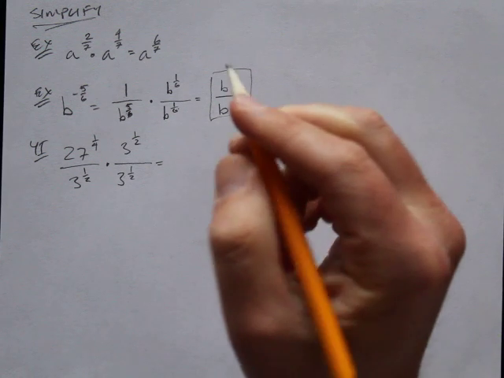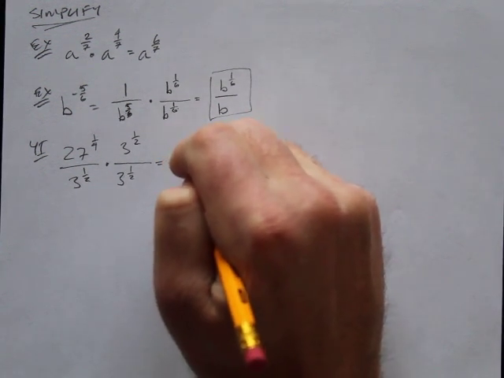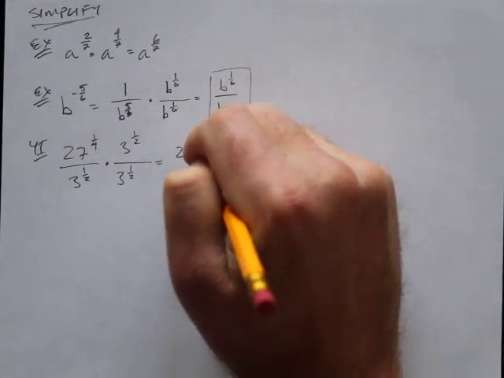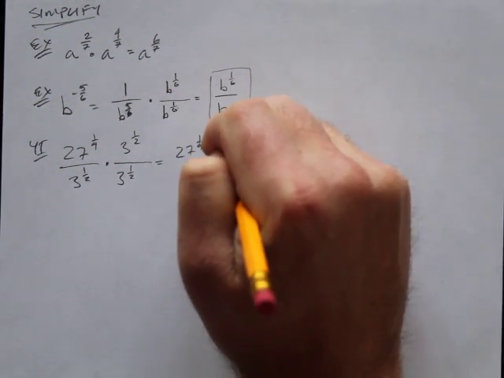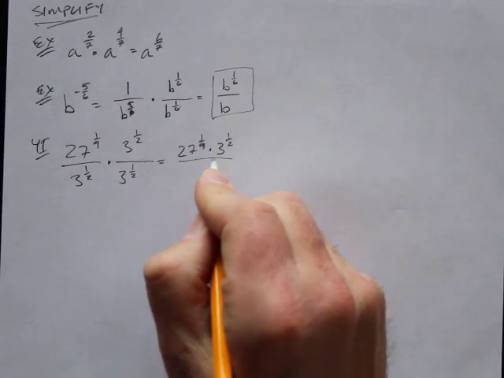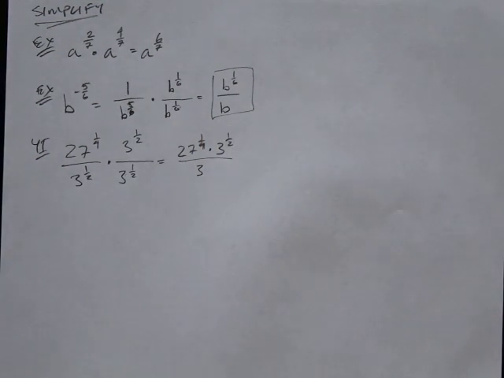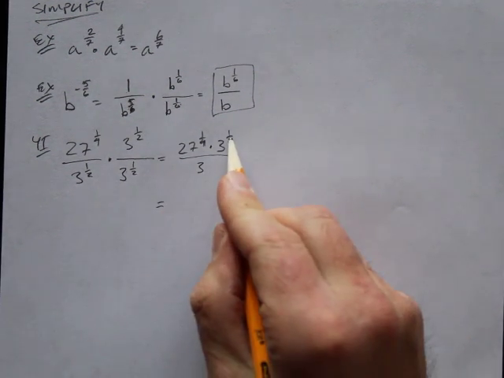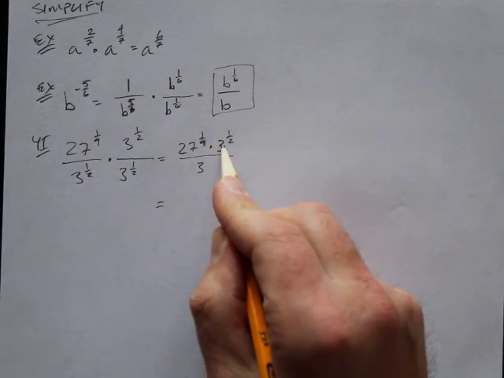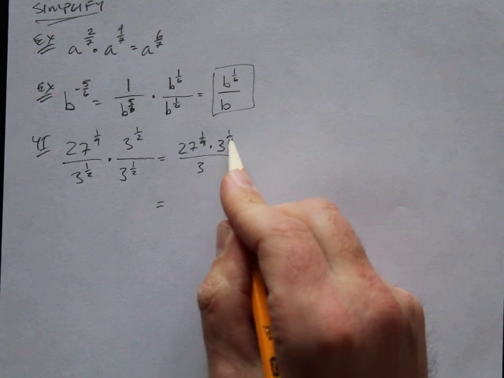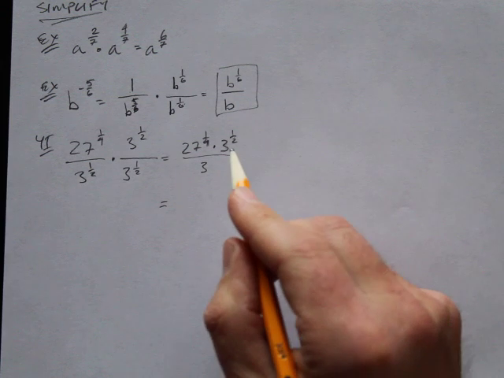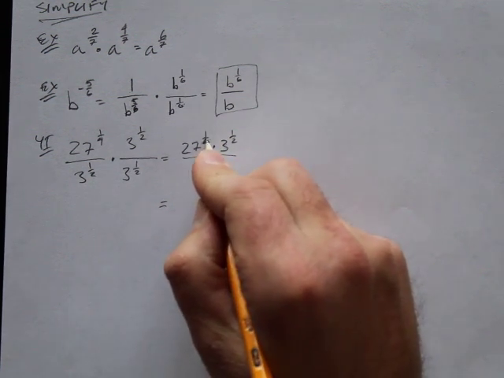Now I end up with 27 to the 1/4 times 3 to the 1/2 over 3. Now I can't cancel out these 3's. This is the square root of 3, right? And this is the 4th root of 27. So I can't really do anything to these yet.